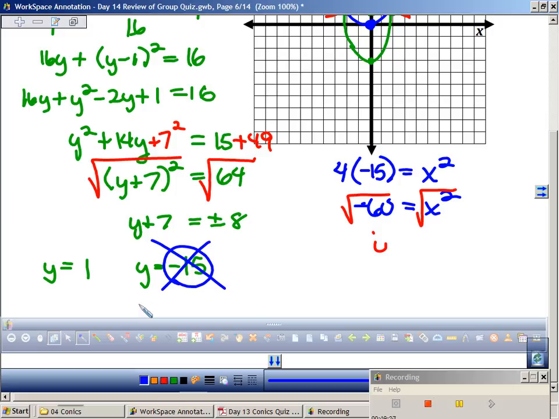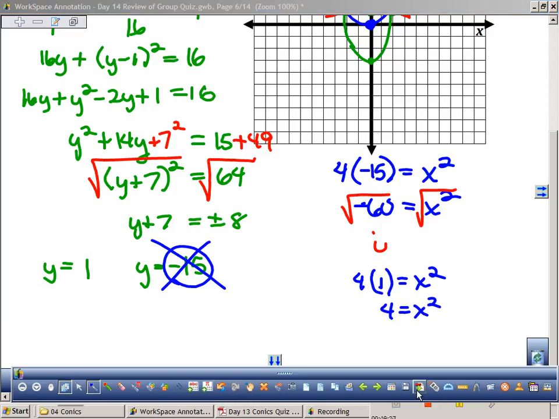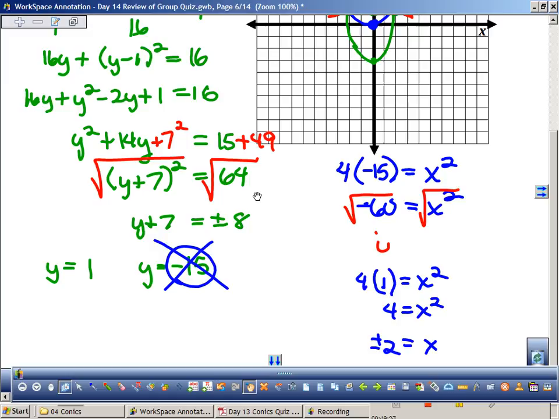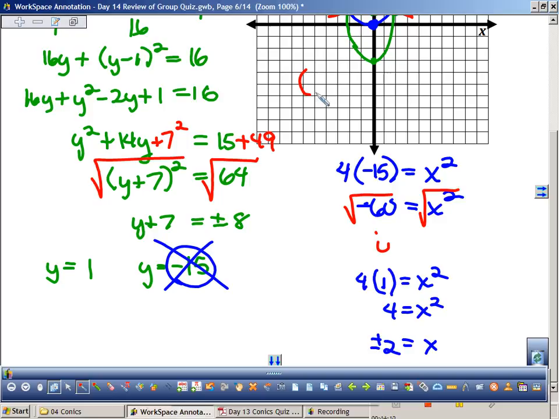So let's put in 1 and see what happens. Let's put y equals 1. Then I get 4 equals x squared. Or when I take the square root of both sides, I get x is equal to plus or minus 2. So my solutions are, we'll write them right up here. I've got 2 solutions.